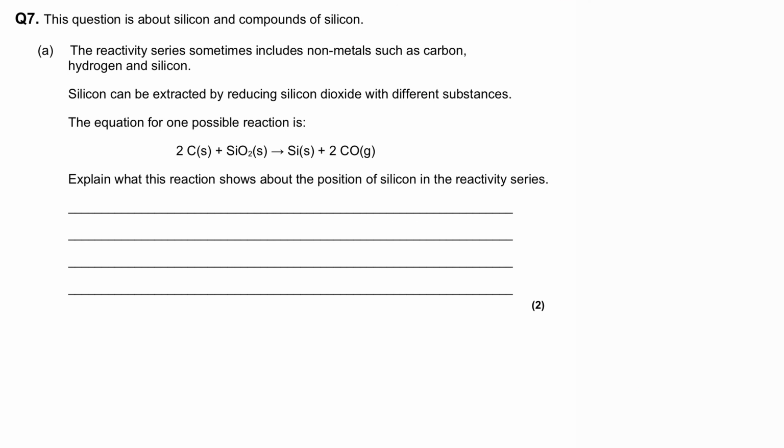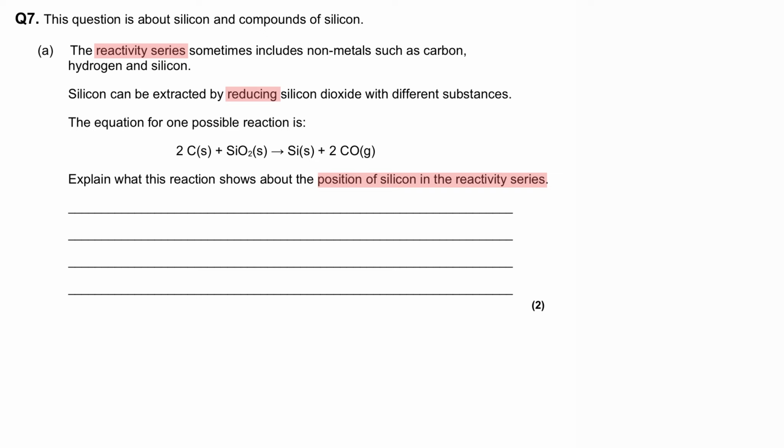This question is about silicon and compounds of silicon. The reactivity series sometimes includes non-metals such as carbon, hydrogen, and silicon. Silicon can be extracted by reducing silicon dioxide with different substances, and the equation for one possible reaction is shown here, where 2C in the solid state reacts with SiO2 in the solid state and produces Si in the solid state and 2CO in the gas state. And we've been asked to explain what this reaction shows about the position of silicon in the reactivity series.